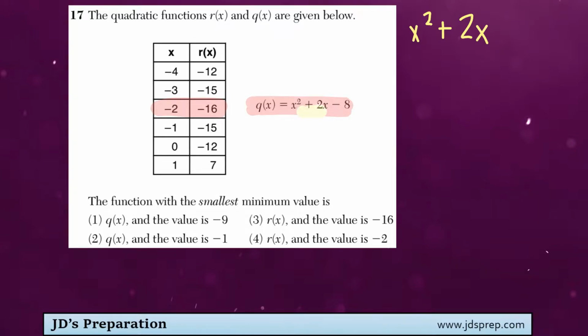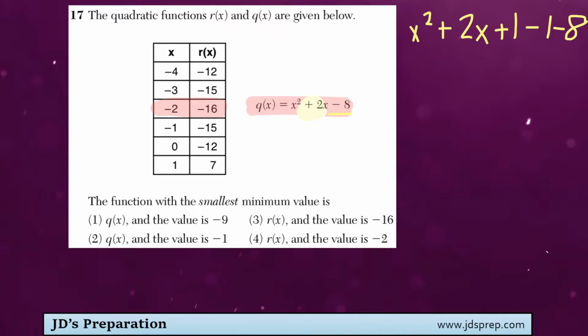So our b value here is positive 2. So we're going to take half of that, which is 1, square it would still be 1. So then we're going to add 1, but then we're also going to subtract it, so we're not actually changing the equation. And notice I'm just keeping that minus 8 there at the end.